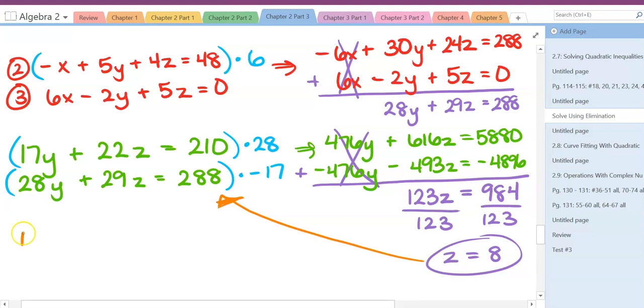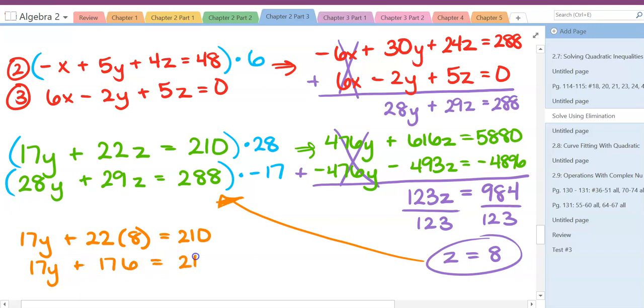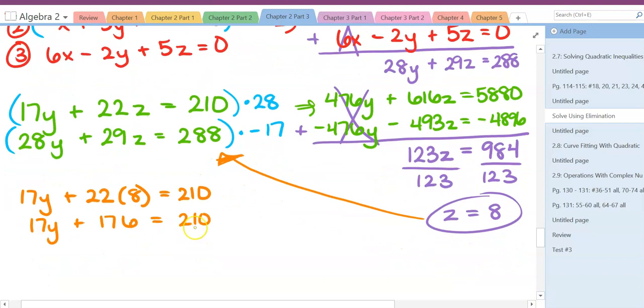So we have 17y plus 22 times 8 equals 210. 17y plus 176 equals 210 when I simplify that. Then I subtract 176 from 210 and I get 34. So 34 divided by 17 is 2. So y is 2.